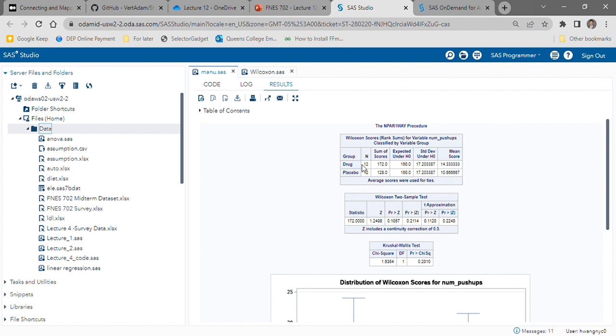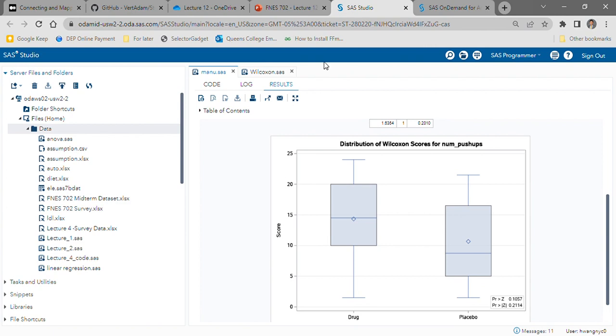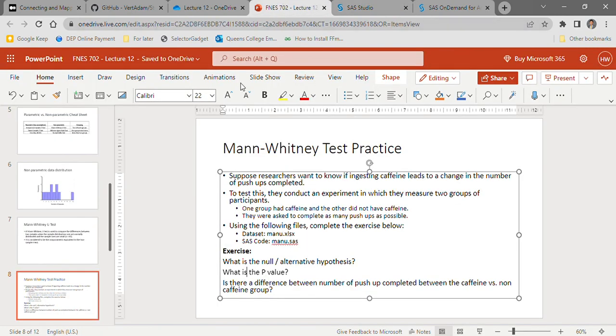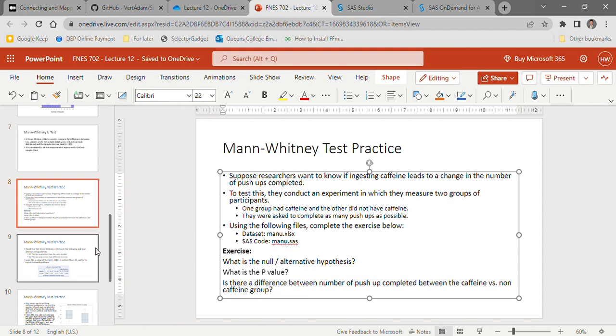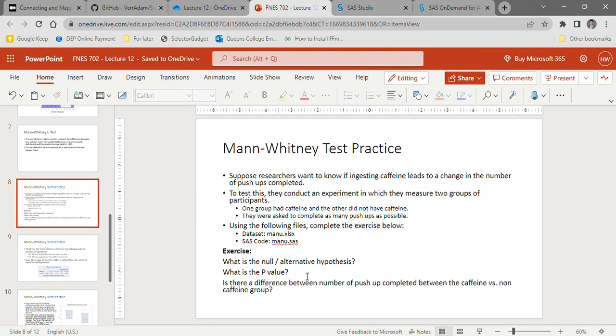We have the sum of all of the scores in the two groups, right? So if they summed all of the scores, they could be here. We have the mean scores, and then you'll notice our p-value, which is in this area right here. Notice Wilcoxon two-sample test. Okay, we also have a figure, but let's go back to the slides and we will go over each and every one of these, right? Okay, so what is our null and alternative hypothesis? What is the p-value? And then is there a difference between the groups?